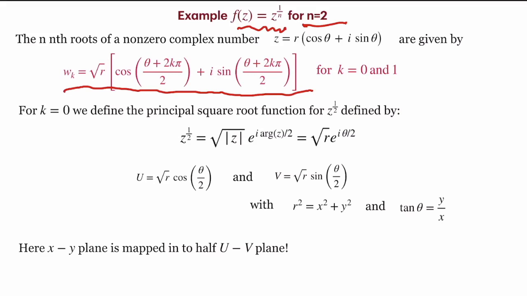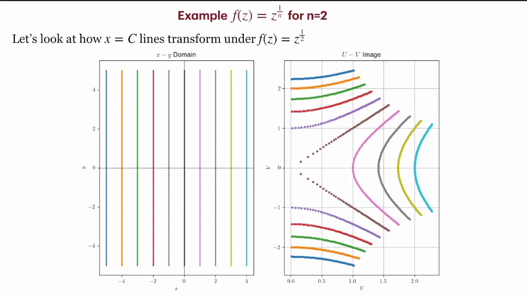You see that in the earlier function, the half plane was mapped into the full uv plane, and the full xy plane was mapped twice into the uv plane. On the other hand, here we have the xy plane mapped into the half uv plane. Let's exactly see what is happening with this example. Let's plot some of the lines without going into other detail.